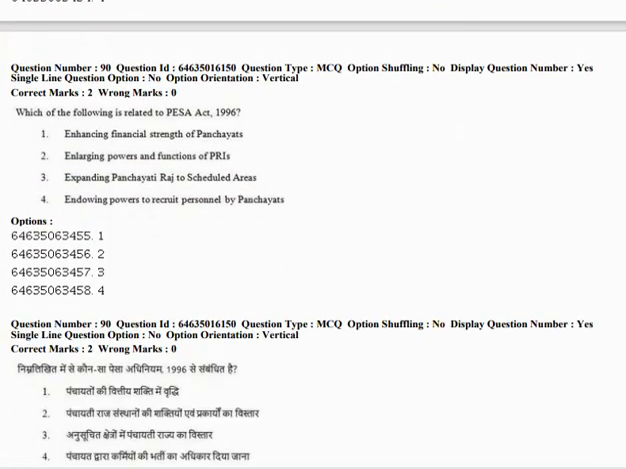Which of the following is related to the PESA Act of 1996? It is expanding the Panchayati Raj to scheduled areas. Option number 3 is the correct answer.